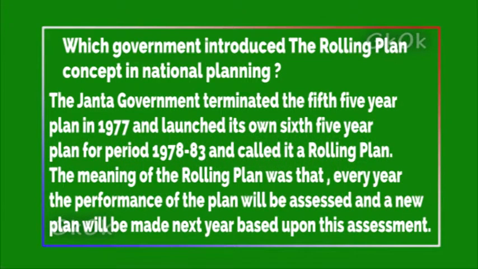Which government introduced the rolling plan concept in national planning? The Janata government terminated the 5th 5-year plan in 1977 and launched its own 6th 5-year plan for the period 1978 to 83 and called it a rolling plan. The meaning of the rolling plan was that every year the performance of the plan will be assessed and a new plan will be made next year based upon this assessment.